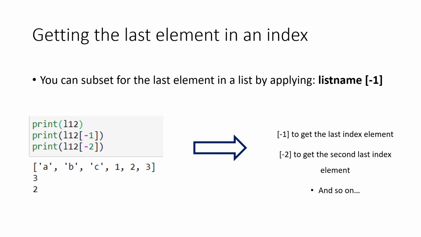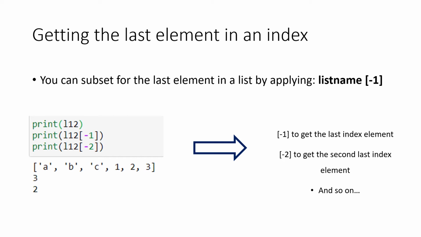We can also get the last element within a list, and that is quite easy in Python because you don't actually have to count all individual elements until the end of the list. You can actually just switch the whole game around and use -1 for the last element within the list, or -2 for the second last element within the list.